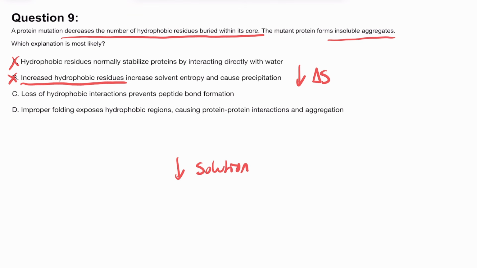And so that is not what's going to be the cause of precipitation. C. Loss of hydrophobic interactions prevents peptide bond formation. That's not the case. Remember, hydrophobic interactions is for secondary, tertiary, quaternary structure of proteins. It has no effect on primary structure, and peptide bonds are primary structure. So that answer choice doesn't make sense. It's not correct.